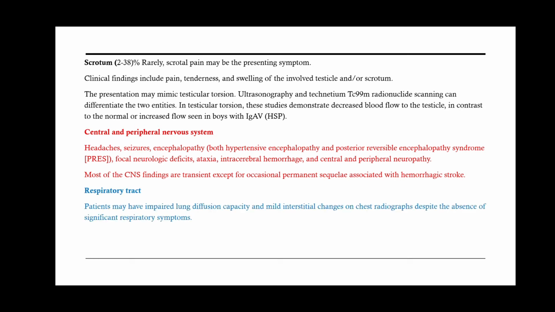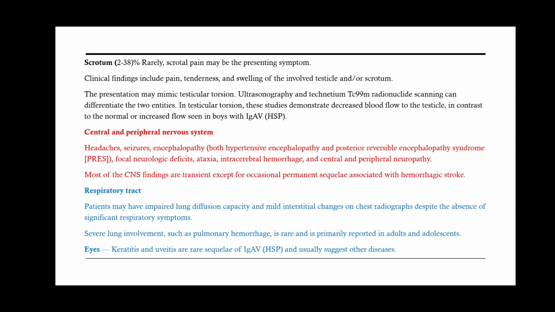Respiratory tract can also be involved. Patients may have impaired lung diffusion capacity and mild interstitial changes on chest radiographs, despite the absence of significant respiratory symptoms. Severe lung involvement, such as pulmonary hemorrhage, is rare and is primarily reported in adults and adolescents. As for eyes, keratitis and uveitis are rare sequelae of IgA vasculitis and usually suggest other diseases.